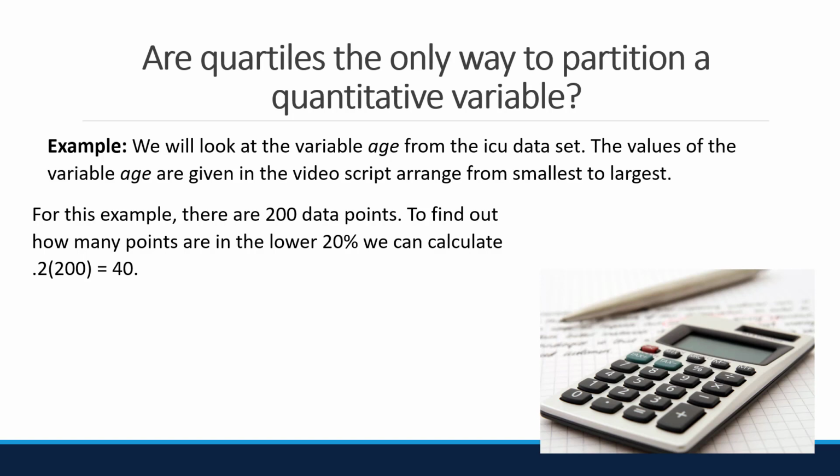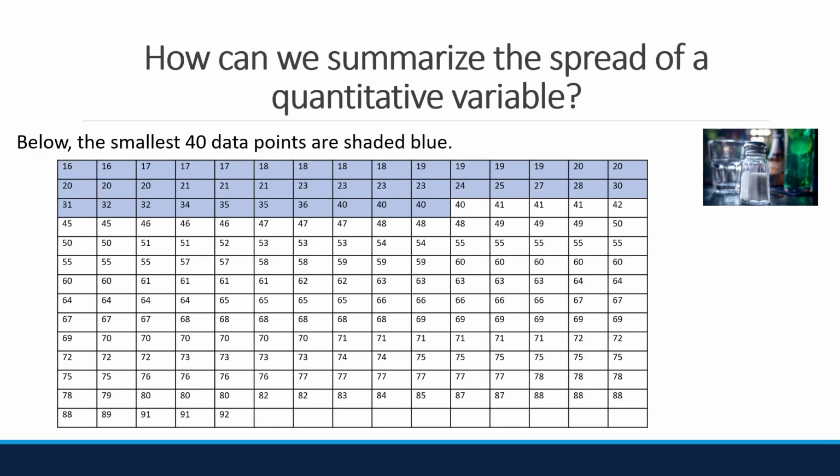For this example, there are 200 data points. To find out how many data points are lower than 20%, we can calculate 0.2 times 200, which is equal to 40. Below, the smallest 40 data points are shaded in blue. Looking at the table, we can see that the value of the 20th percentile for the dataset is 40.